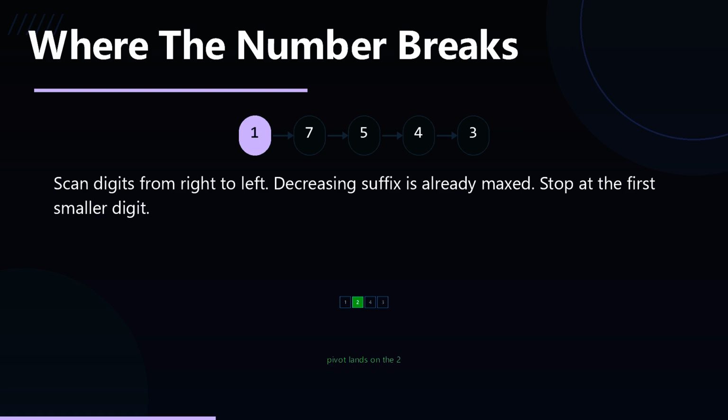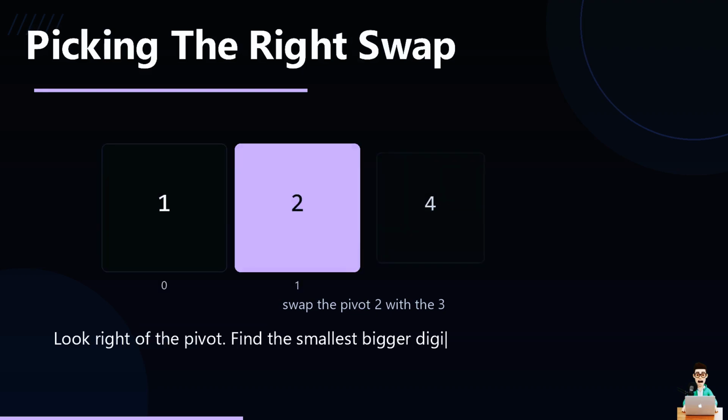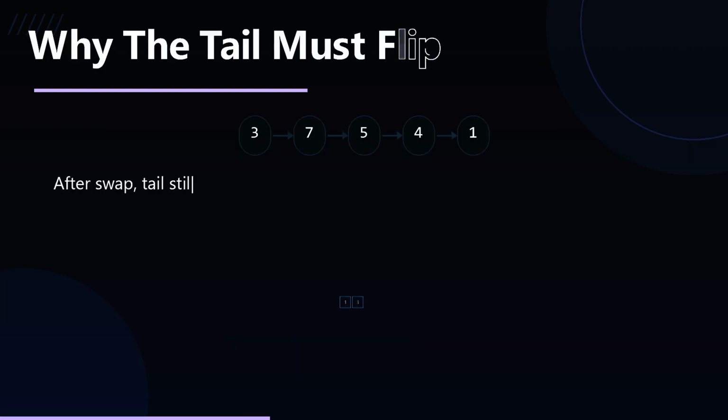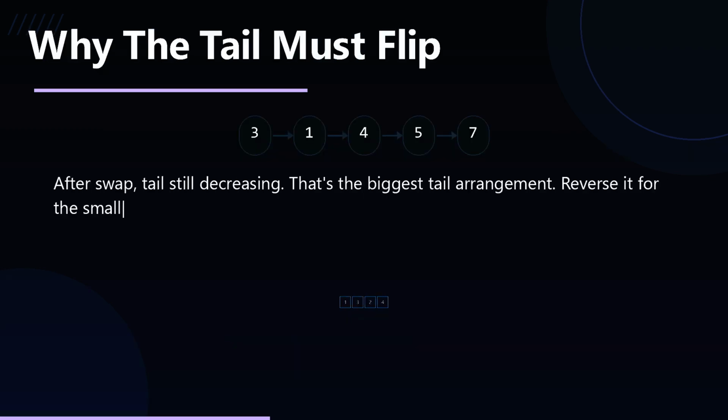Now we need to bump the pivot up. But only just barely. Look at everything to the right of the pivot and find the smallest digit that's still bigger than it. Swapping in the smallest possible bigger digit keeps the result as close to the original number as we can get. After the swap, the digits after the pivot are still in decreasing order, the largest possible arrangement. But we want the smallest arrangement, so we reverse that entire tail. Now those digits count up instead of down, giving the least value there.